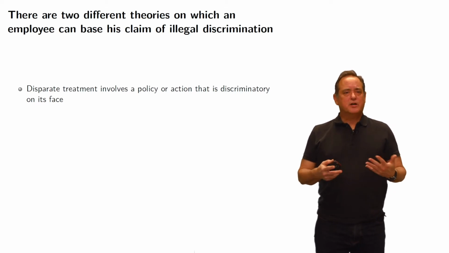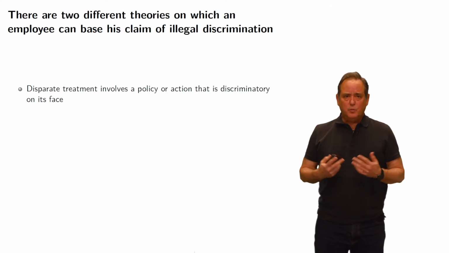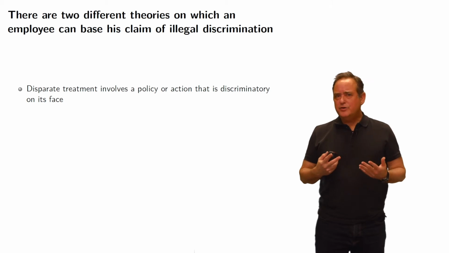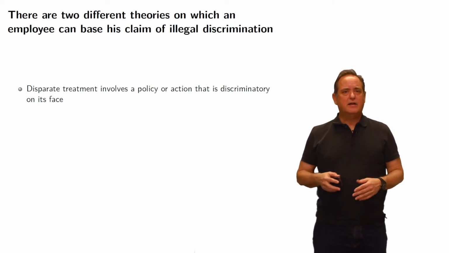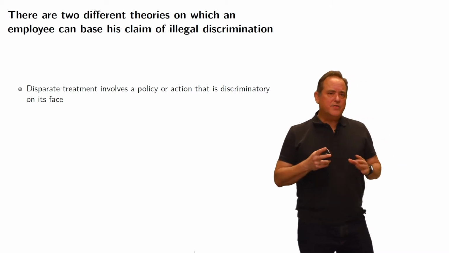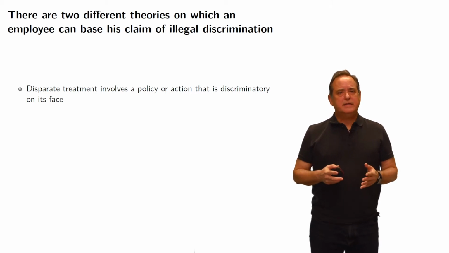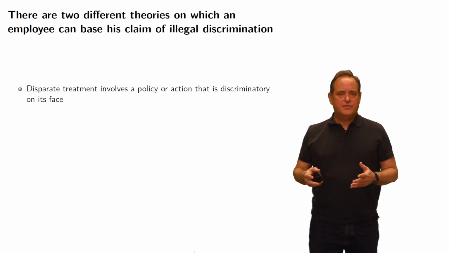These two theories are going to be relevant when we get to the discrimination part of the class. But it's important for you to know them right now because these theories can affect the hiring of individuals. Now, the first theory is called disparate treatment. Disparate treatment involves a policy or an action that is discriminatory on its face.